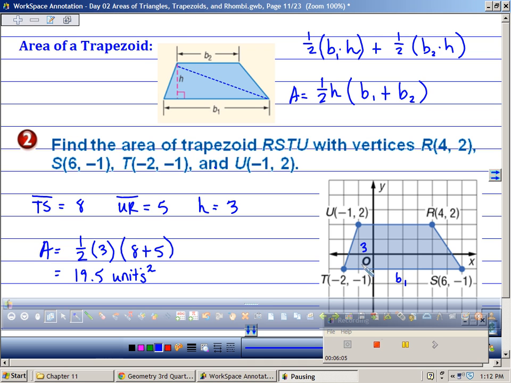Half of 3 is 1.5. 1.5 times 13 should get you 19.5. Whoa. Did you find everything before you started? Yes. Yeah, you have to find all the values to plug them into the formula, right? Nope.